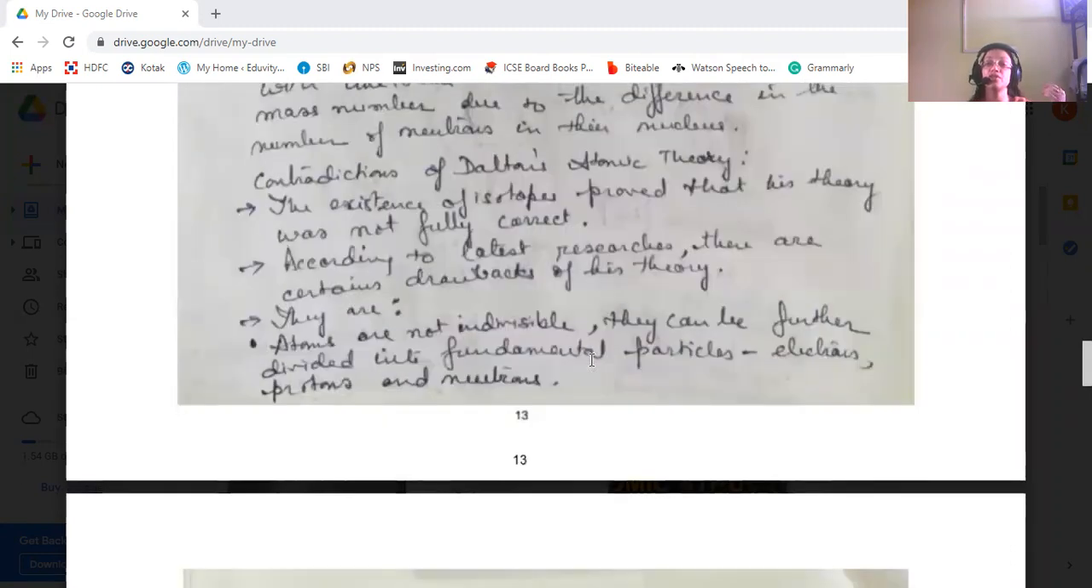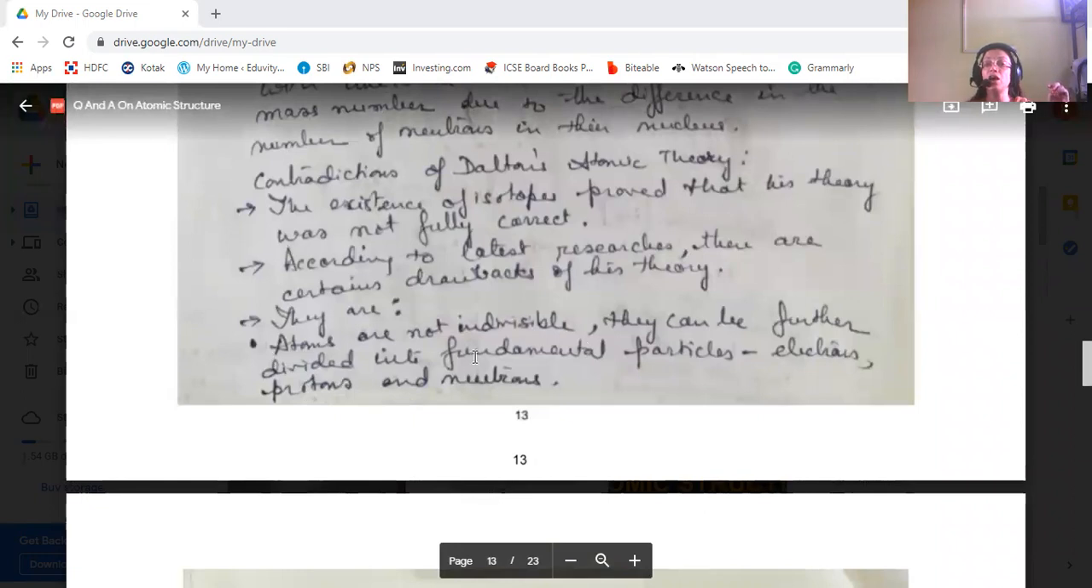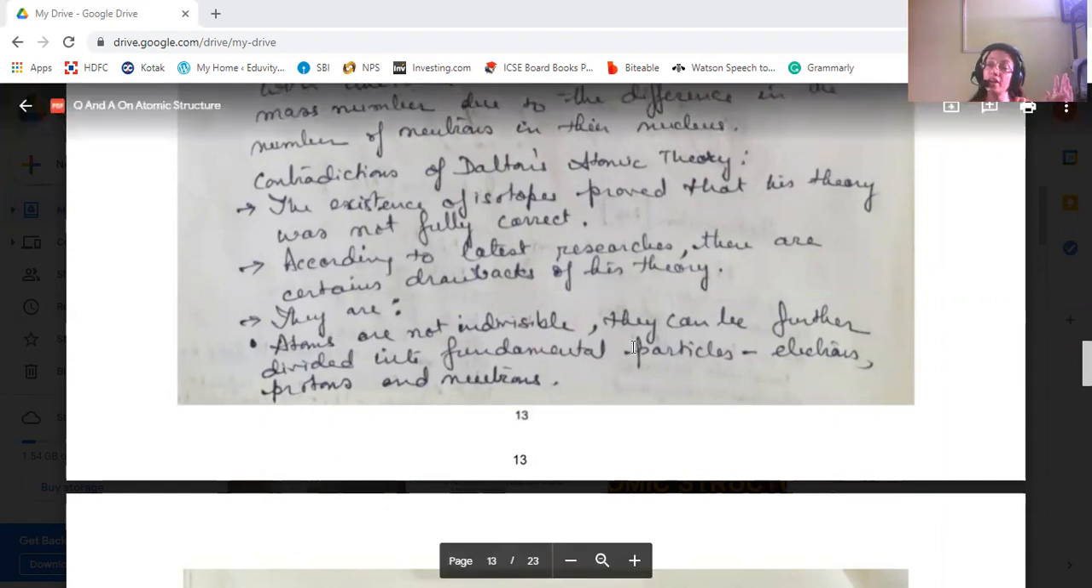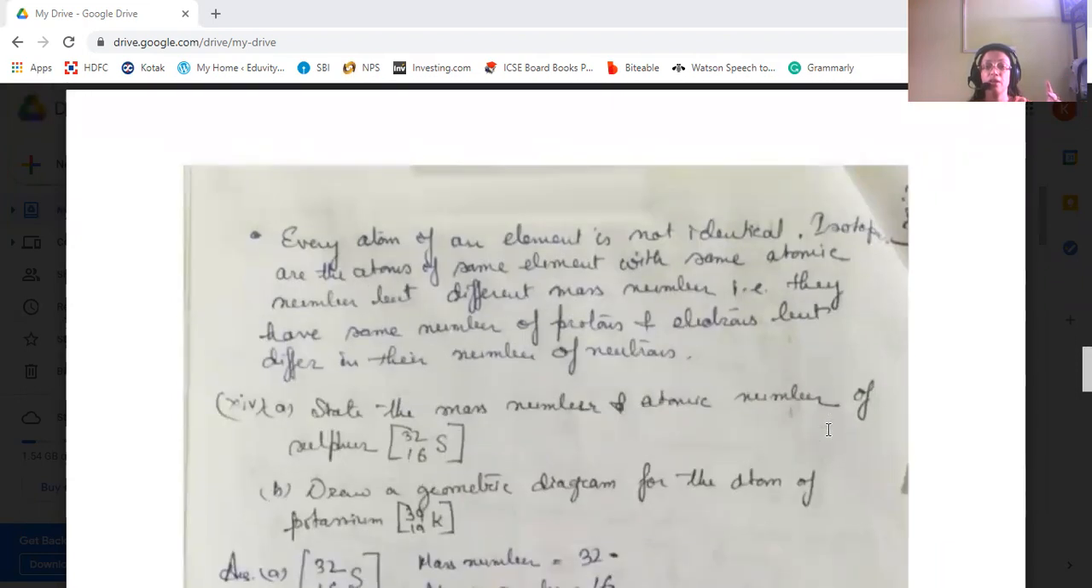According to the latest research, there are certain drawbacks in this theory. Atoms are not indivisible. According to him, atoms were indivisible and could not be divided further, but they can be divided into electrons, protons, and neutrons. Also, not every atom of an element is identical. He said the atoms of an element are identical, but isotopes prove that atoms of the same element are sometimes not identical, because they have different mass numbers, that is, the number of neutrons differs.